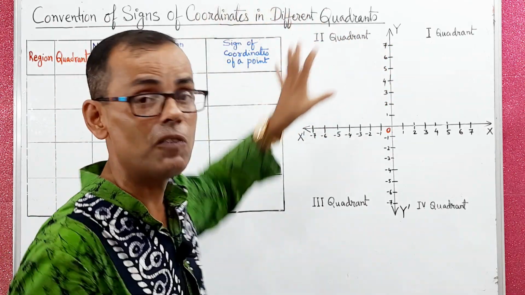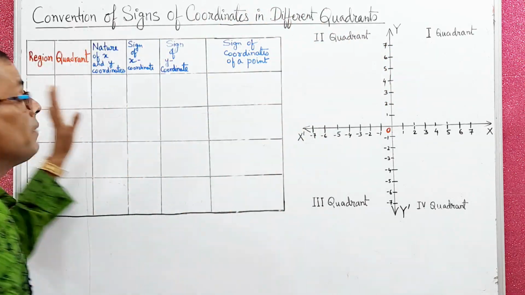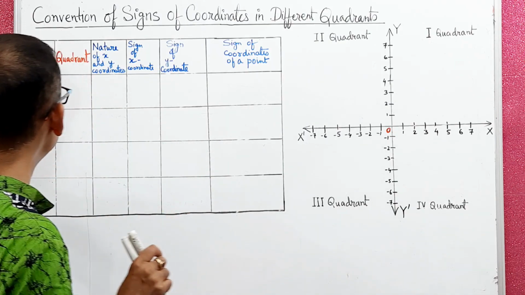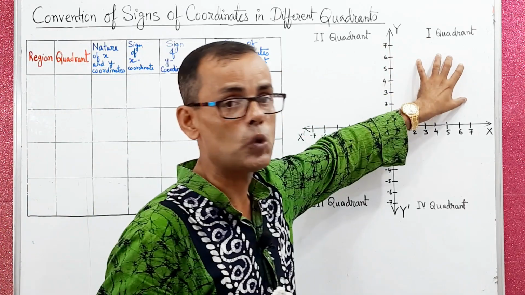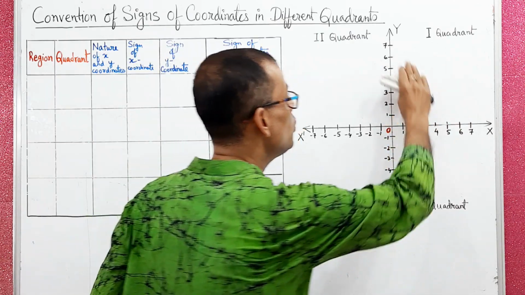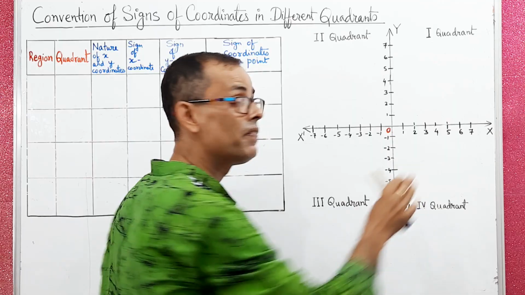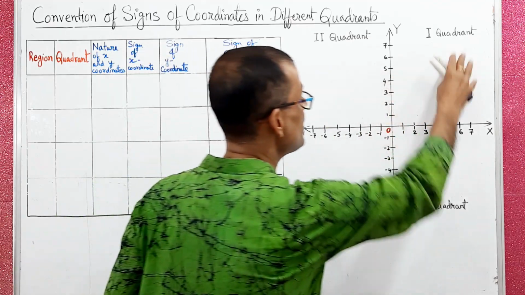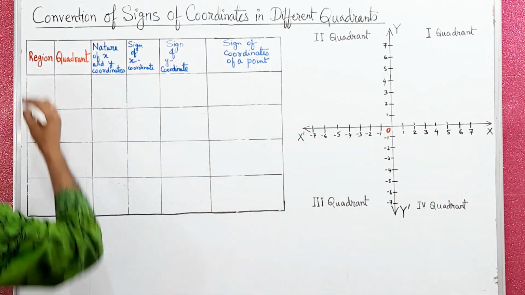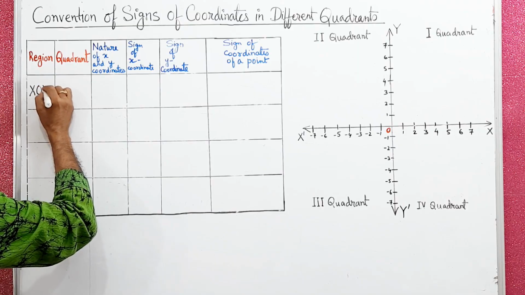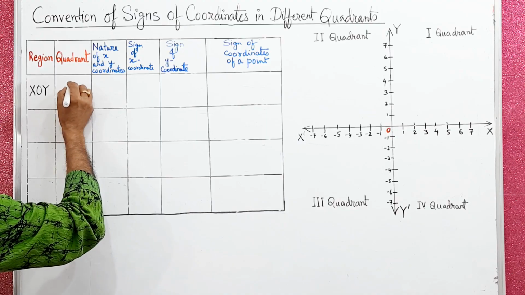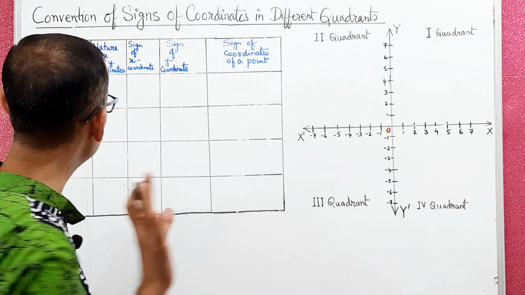What is the sign convention of coordinates? For that reason I have made one table, and in this table I have written region. Region means, suppose this is the first quadrant, and I have already taught you the area this part takes. So it is taking X, O, Y. So this region name will be X, O, Y, and this X, O, Y represents the first quadrant. Up to this much it is clear.